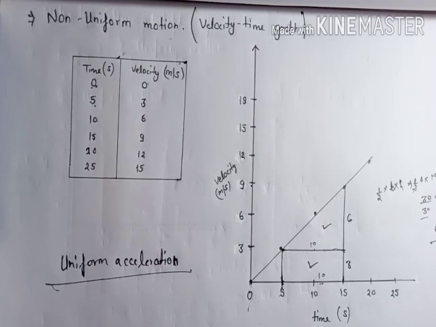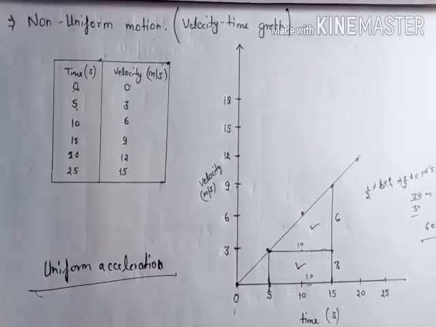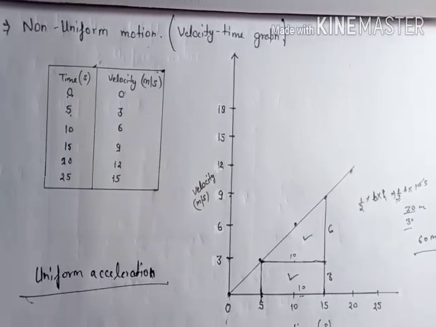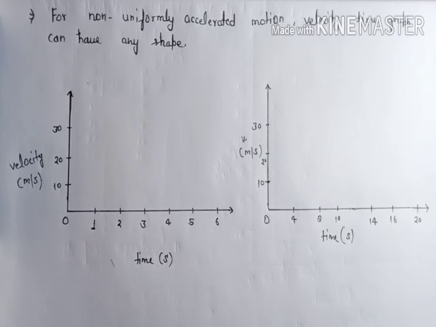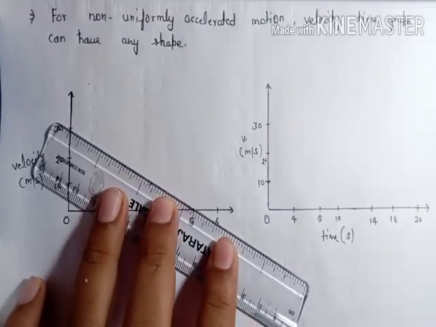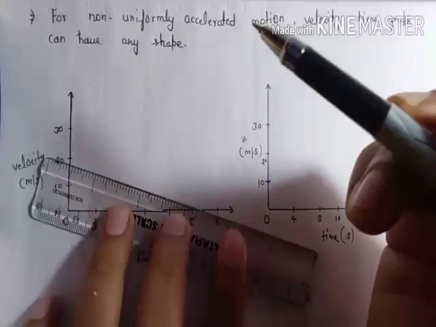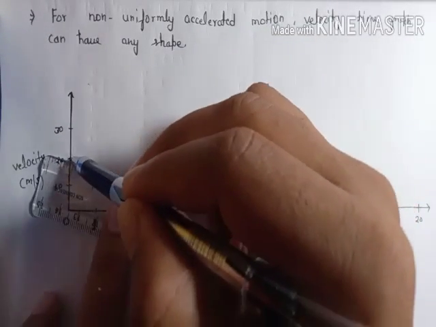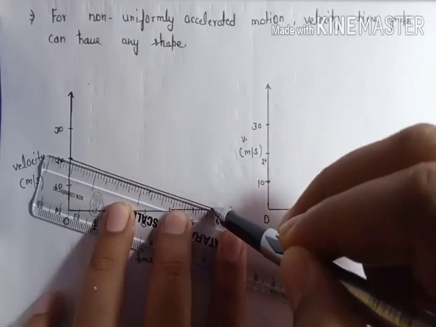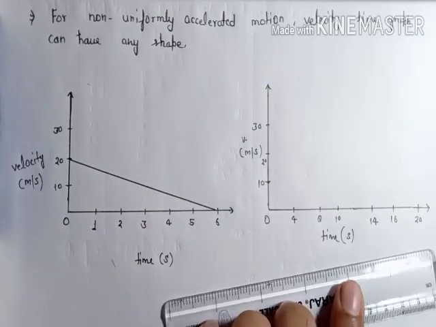Now the total distance traveled in this time period from 5 to 15 seconds is 60 meter. And here is one line you have to read. For non-uniformly accelerated motion, velocity time graph can have any shape. If I draw the graphs, these two graphs you can get in your book, in NCERT.